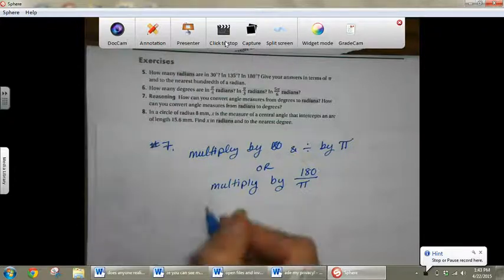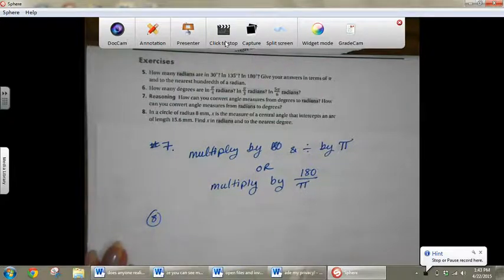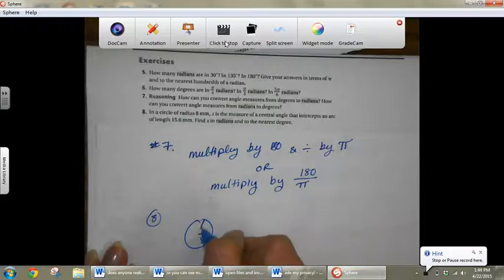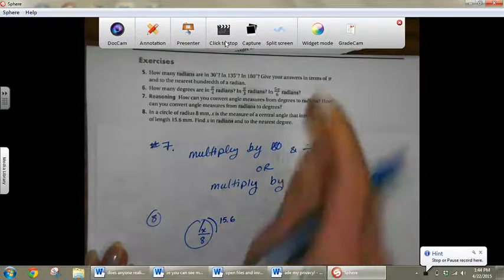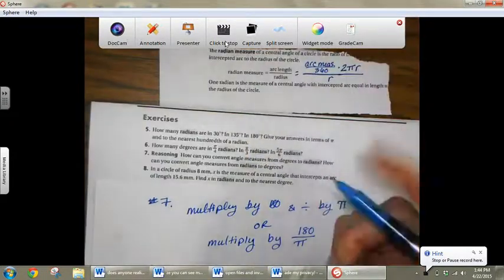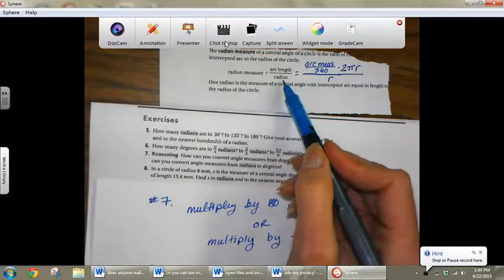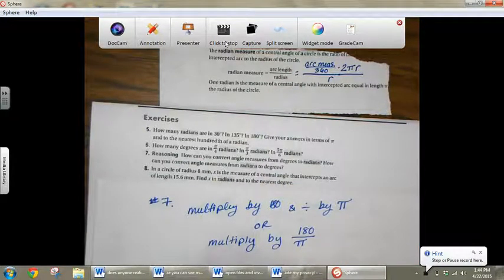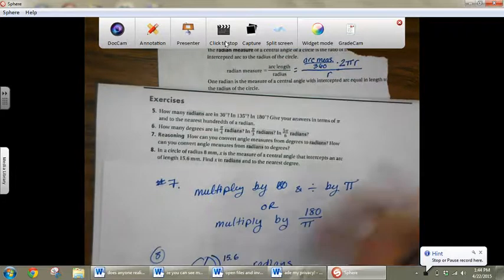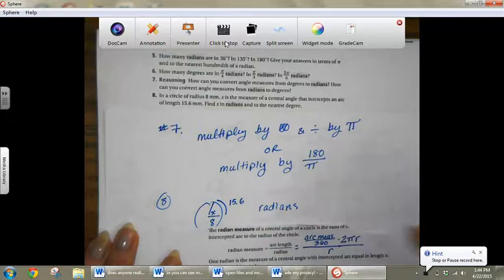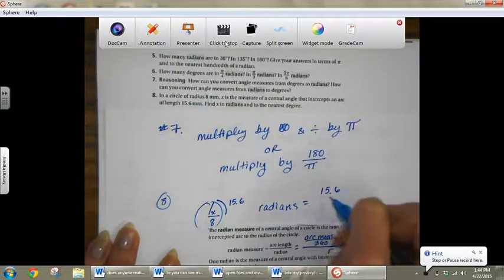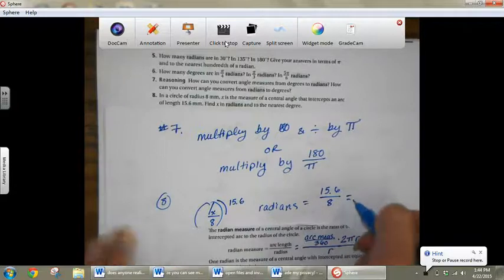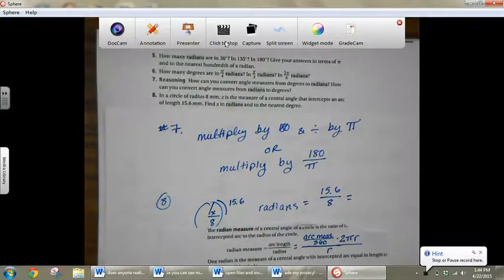Number 8 just asked me to find, in a circle with a radius of 8, the measure of the central angle, which I'm trying to find, and I know that this arc length is 15.6. So don't forget about our radians equation. To find radians, you just do arc length divided by radius. So the radians are going to be equal to arc length, which is 15.6, divided by radius, which is 8. If you put 15.6 divided by 8 in your calculator, you get 1.95.